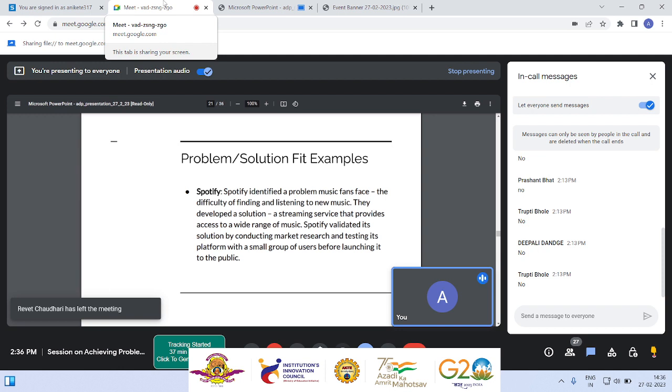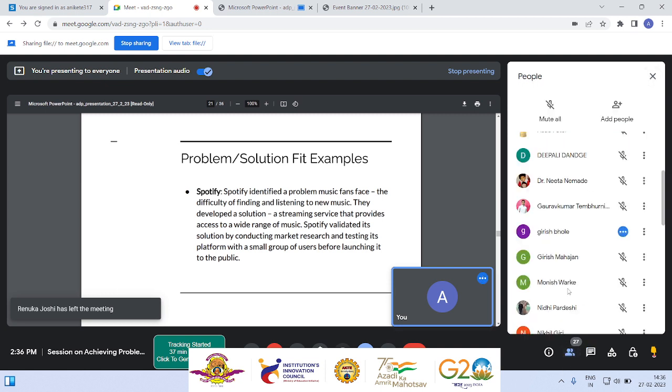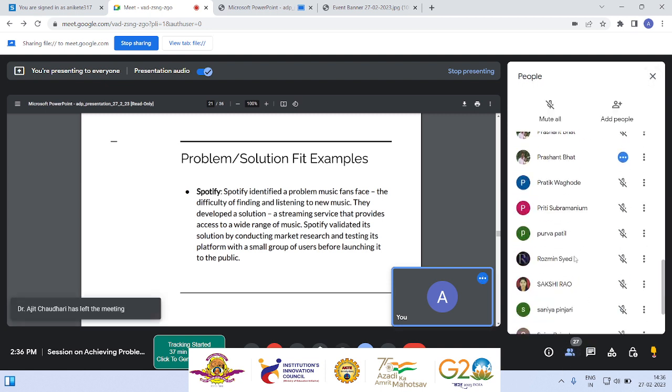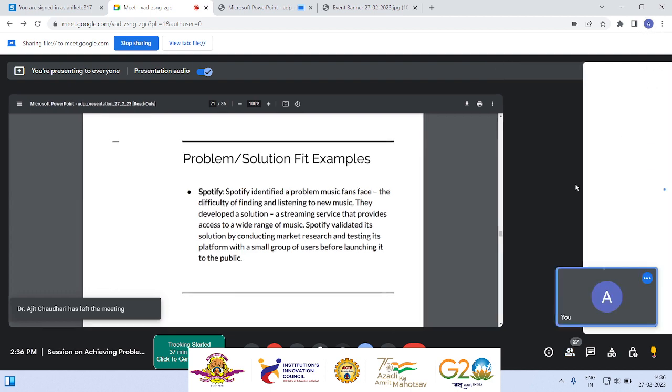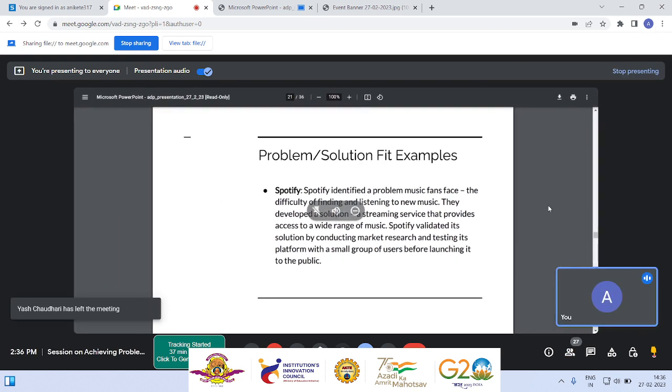Any person who is using the Spotify platform? If so, then you can tell.